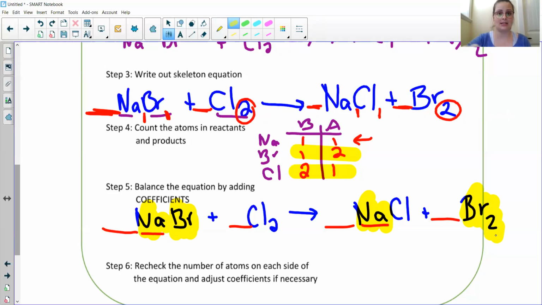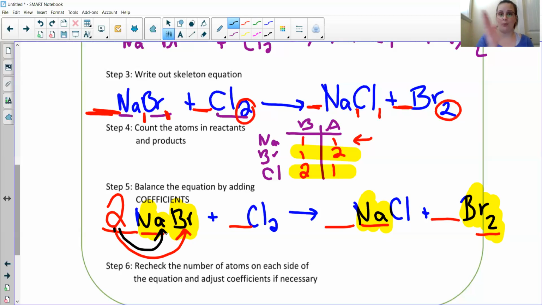That doesn't balance. So what I need to do is add a number in this spot to make it so I have 2 bromines. Okay, so now I have 2 bromines and 2 bromines, or bromides. My bromines and bromides are balanced. But because I put the 2 in front of the whole thing, it means I now also have 2 sodiums.